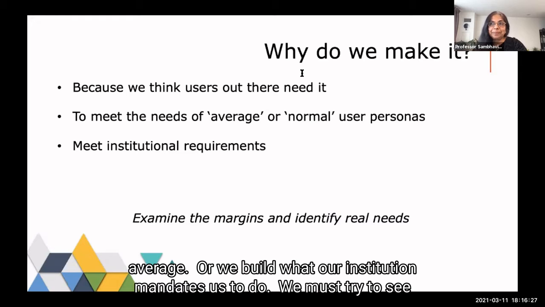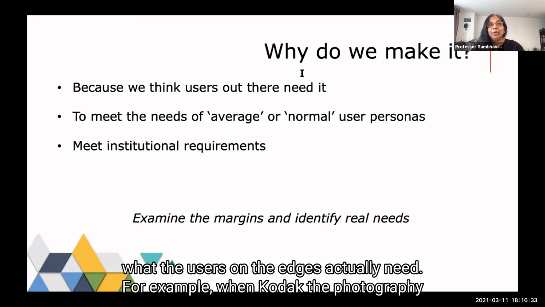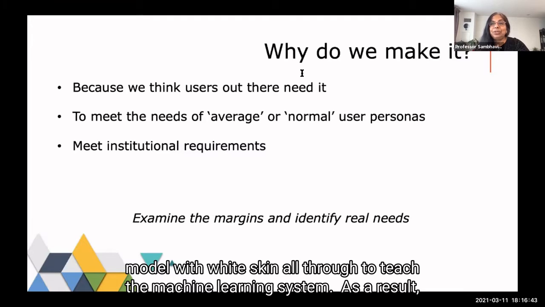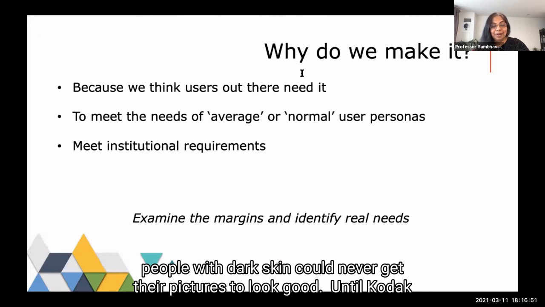For example, when Kodak, the photography company, put out a technology to make their digital pictures appear better, they used a model with white skin all through to teach the machine learning system. As a result, people with dark skin could never get their pictures to look good until Kodak invented a technology to make pictures of chocolates look good. Believe me, that's a true story.